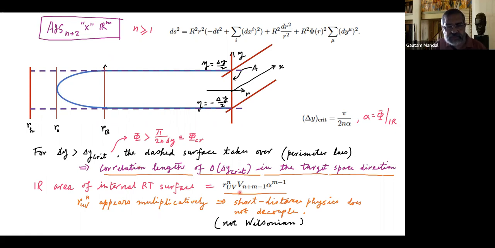In this case, unfortunately, the IR entanglement entropy does not decouple from the UV cutoff, which appears multiplicatively here. So the physics remains dependent on the short distance physics. Therefore, you cannot say that there is a well-defined, isolated IR physics in which we can forget about what the UV is. And so this is a situation which is different from the AdS2 process, etc.